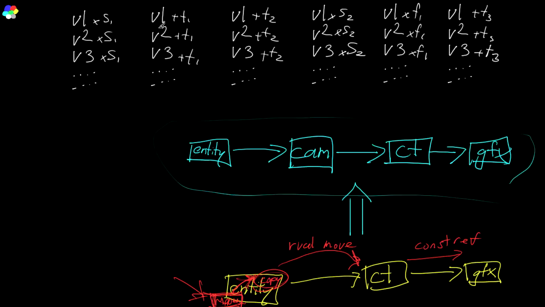But let's take a look at, for example, the translations here. So we're looping through them all, we're adding T1. We're looping through them all, we're adding T2, and then here we're looping through them all, we're adding T3. There's 3 loops, but think about it.